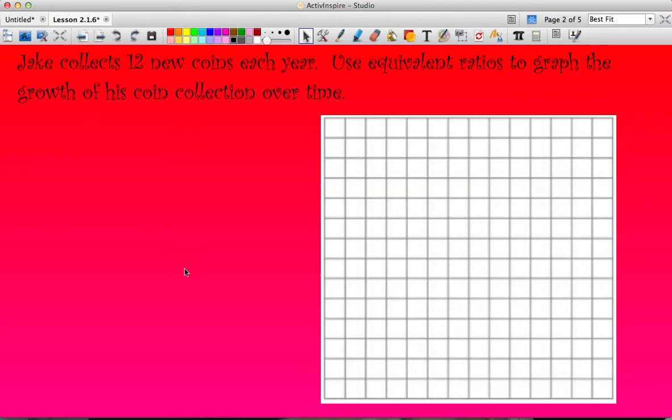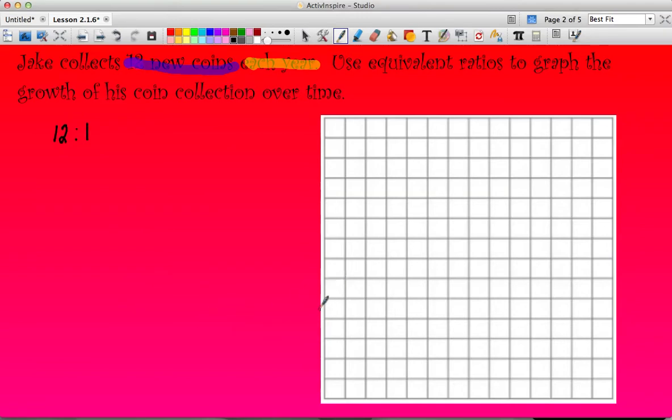Alright, so if we have a problem that looks like this, Jake collects 12 new coins each year. Use equivalent ratios to graph the growth of his coin collection over time. So we have to find the important information here. We know that he gets 12 new coins each year. So we know that our ratio of coins to years is 12 coins to every 1 year.